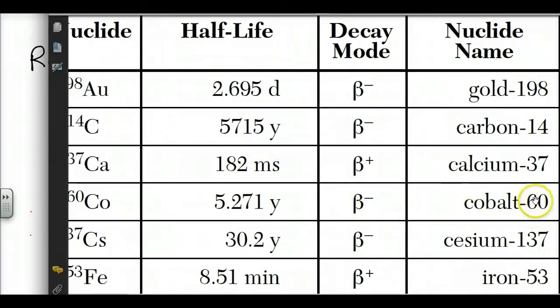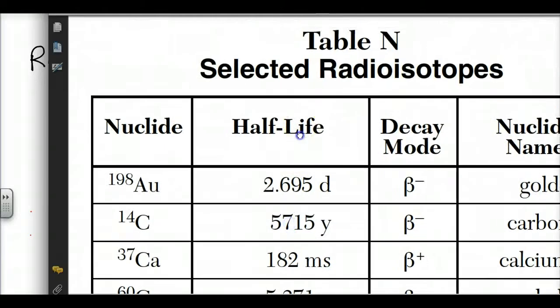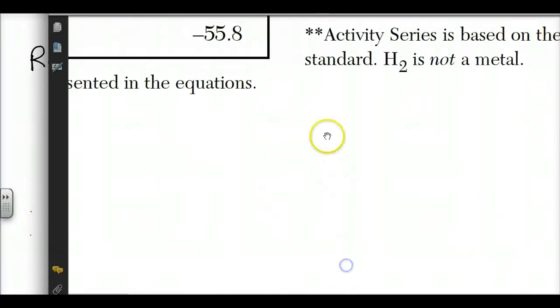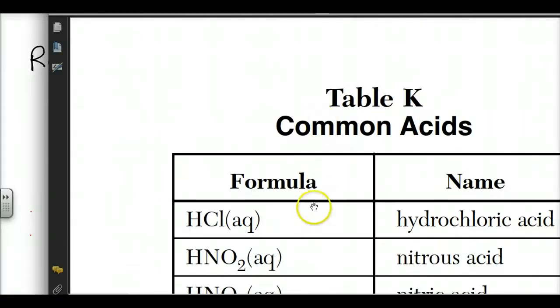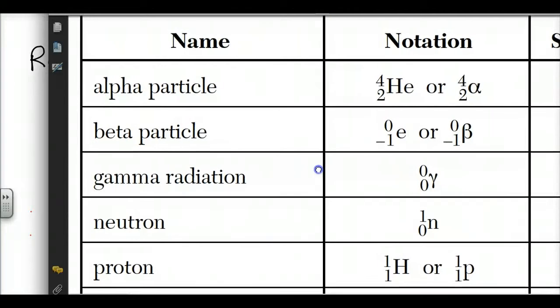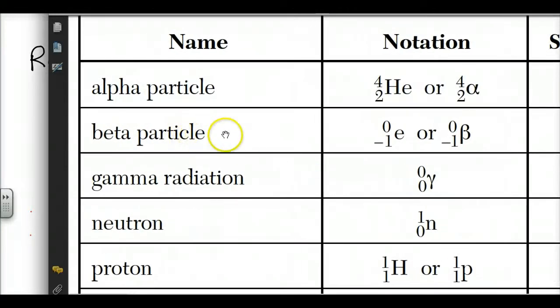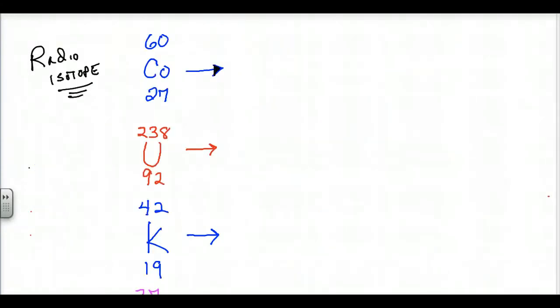In any case, we call it cobalt-60. That 60 is important. It's the isotope that's specific for this radioactivity. We have its half-life, but we care about its decay mode. So it's a beta negative. Now this is a beta particle. If you don't know that, you can go to your other reference table, Table O. Table O shows us beta particles, which are high-speed electrons, have this notation, 0, -1.